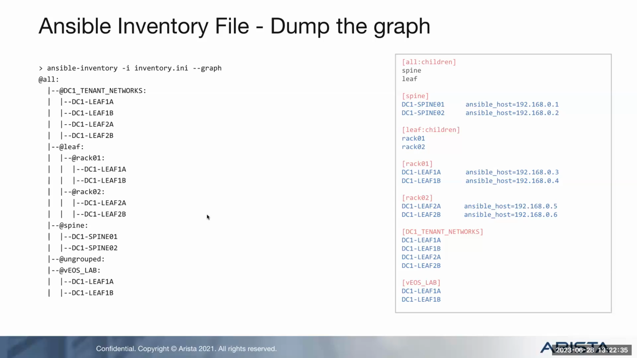So that's another way you can look at debugging things. If they're complaining about a device that's not being targeted by, say, a leaf playbook, you can look and see if it's ungrouped. If it is, well, that's why.